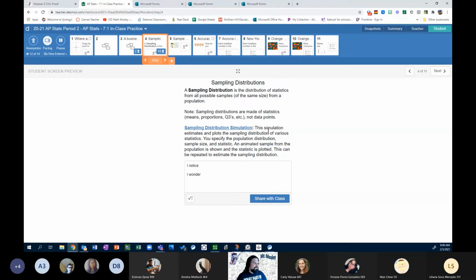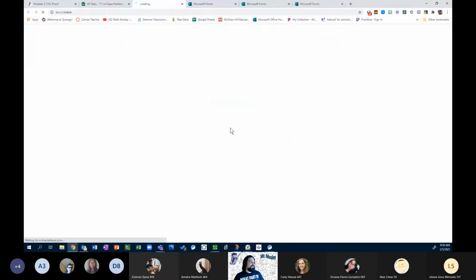We have the sampling distribution simulation. This simulation estimates and plots the sampling distribution of various statistics. You specify the population distribution, sample size, and statistic. An animated sample from the population is shown and the statistic is plotted. This can be repeated to estimate the sampling distribution. So we're going to look at this here.